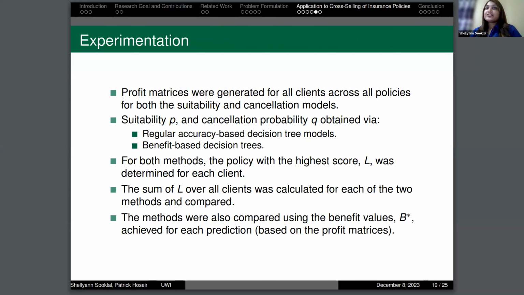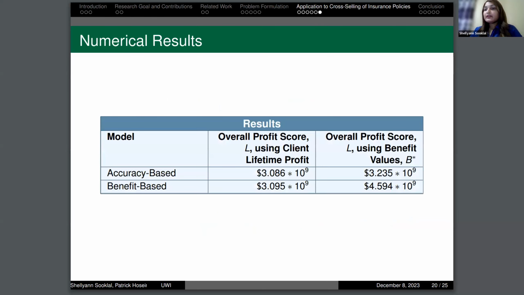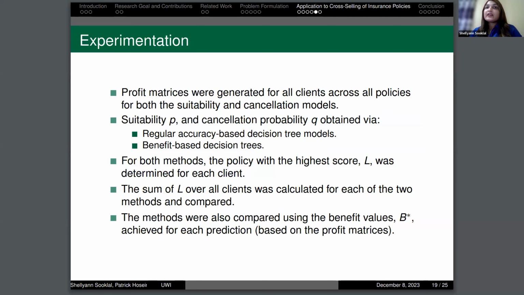For our experimentation, we generated the profit matrices for all clients across all policies for both the suitability model and the cancellation model. And then we obtained suitability and cancellation probabilities from first the regular accuracy-based decision trees, and then our proposed benefit-based decision tree. For each method, we determined the policy with the highest score for each client, and then we summed up all of these scores and the totals for both methods were compared. And we did the same thing with the benefit values, which came from the profit matrices.